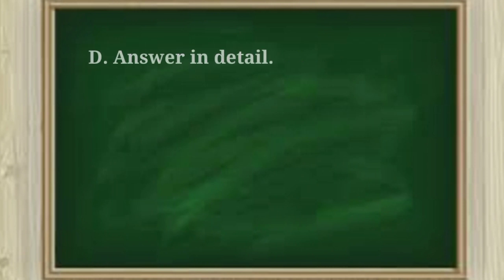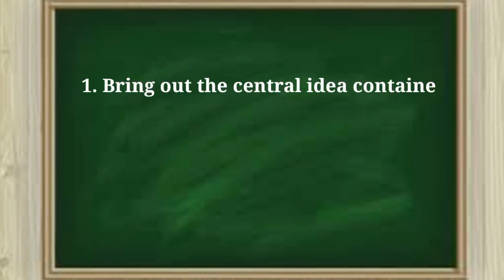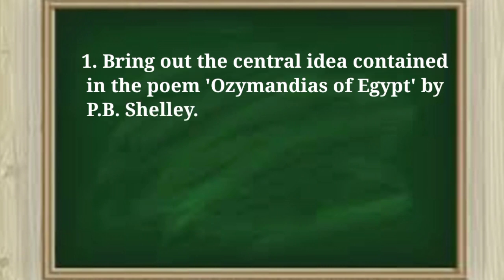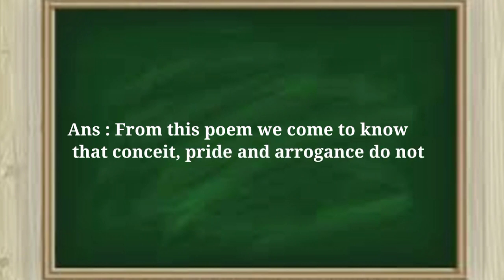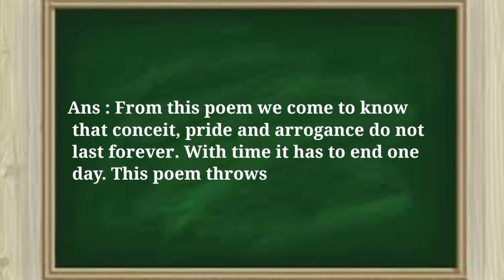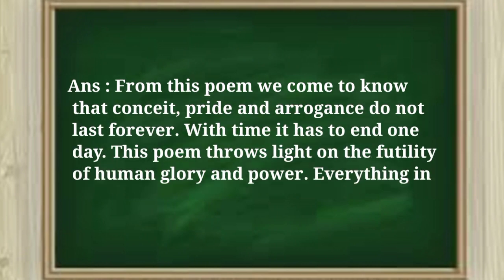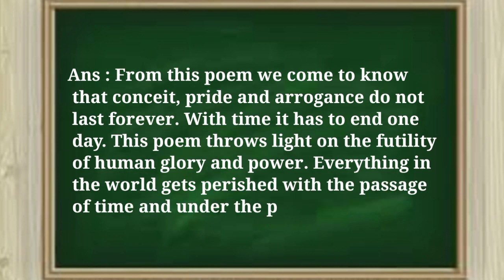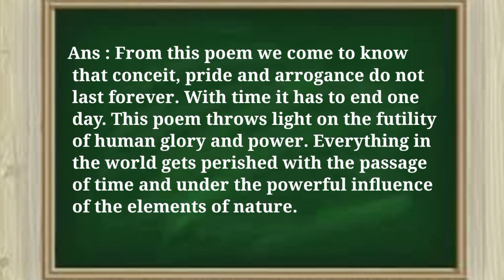D. Answer in detail. Number 1. Bring out the central idea contained in the poem Ozymandias of Egypt by P.B. Shelley. Answer. From this poem, we come to know that conceit, pride, and arrogance do not last forever. With time, it has to end one day. This poem throws light on the futility of human glory and power. Everything in the world gets perished with the passage of time and under the powerful influence of the elements of nature.